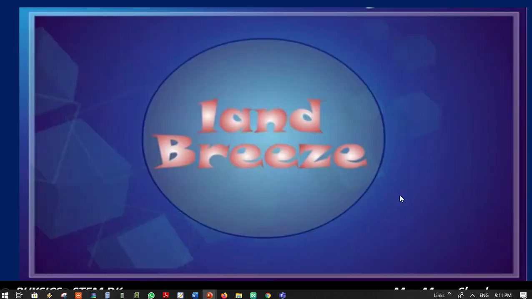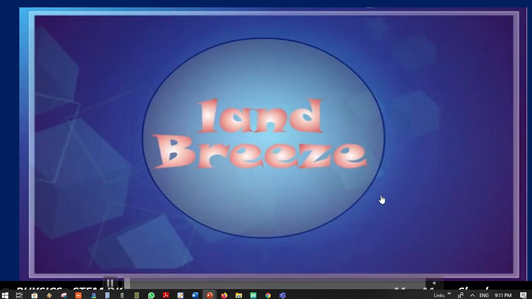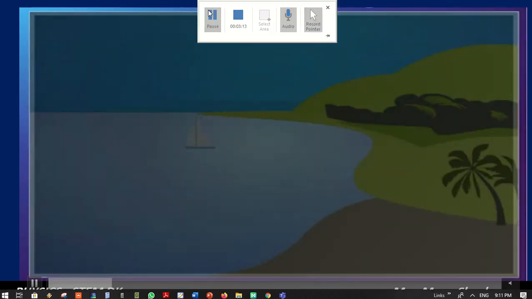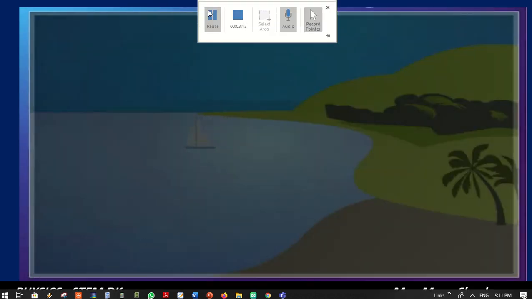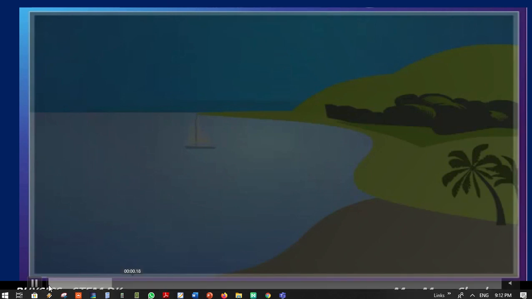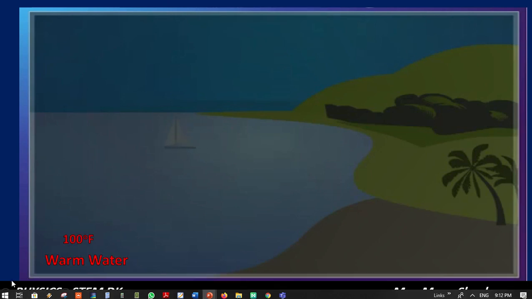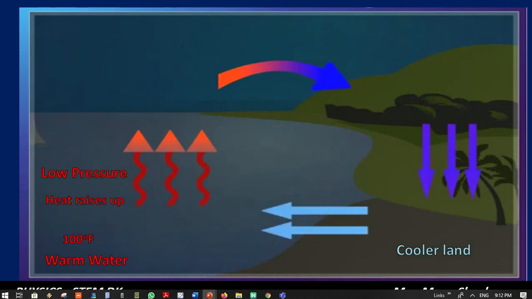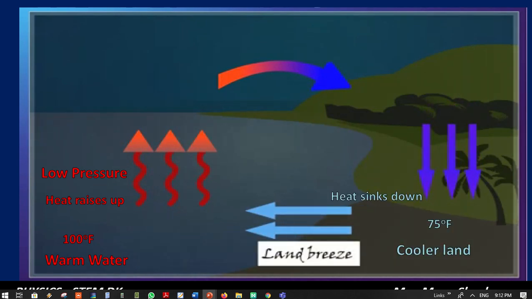Okay, in land breeze, what would happen? There is a reverse process which happens at night. The land will be cooled down quickly, so the water will be warmer, and heat rises up, creating a region of low pressure. The colder land forms a region of high pressure as air sinks down, so the current will move from the cooler land to the warmer water.